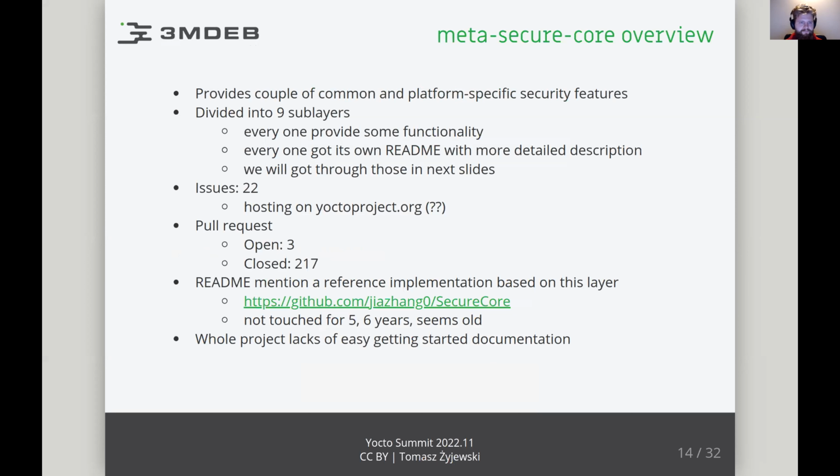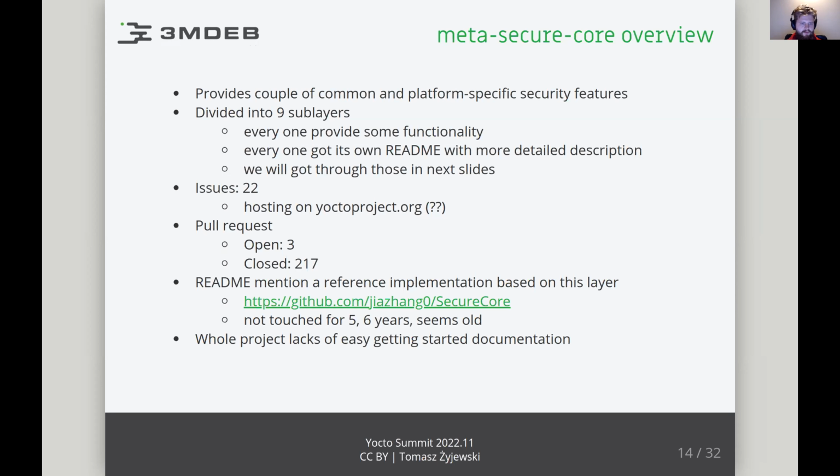Okay, so the layer just provides us a couple of common and platform-specific security features. It's divided into 9 sublayers, and each one has its own README with a more detailed description. One of them is the core layer of this Meta Secure Core, and is used to provide images that use those functionalities. We'll go through the functionalities in the next slides.